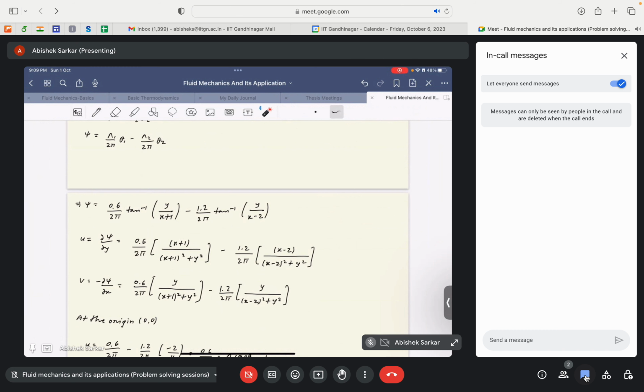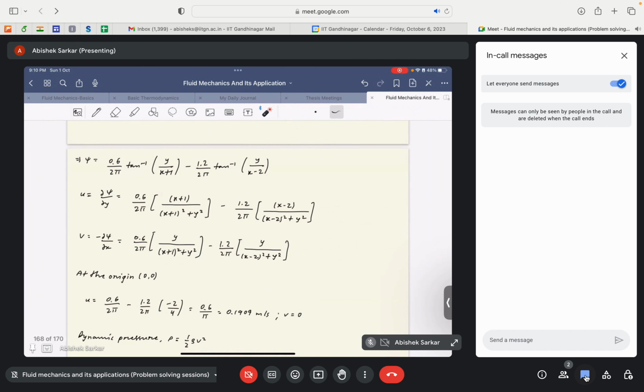So if you substitute the value of the source strength, sink strength, and represent theta in terms of the Cartesian coordinate system, we get that psi is equal to 0.6 by 2 pi tan inverse y by x plus 1.2 by 2 pi tan inverse y by x minus 2. To obtain the velocity components, we find the derivatives dou psi by dou y and minus dou psi by dou x, to get that u is equal to this expression and v is equal to this.